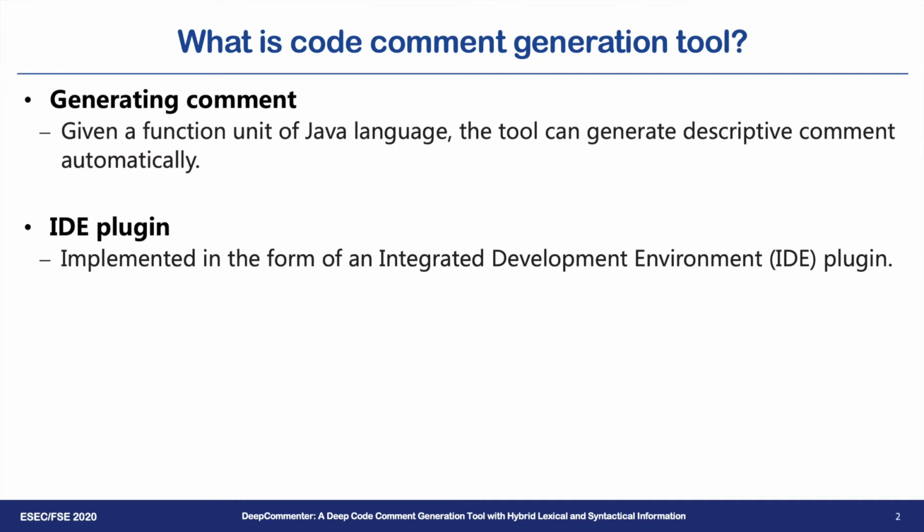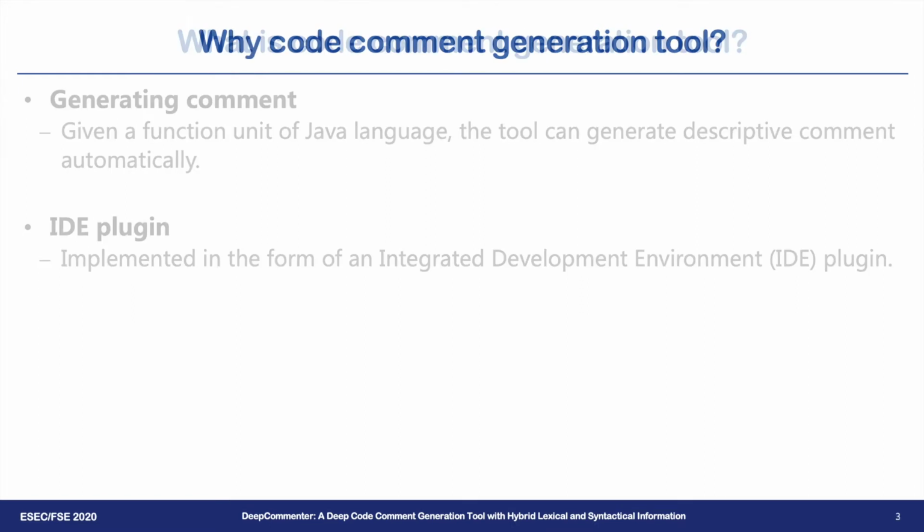So what is a code comment generation tool? First, it should implement its main function, which is to generate comments given a function unit of Java language, in other words, a Java method. The tool can generate descriptive comments automatically. It can be implemented in the form of an IDE plugin, or as software similar to a translation software, or a website similar to Google Translate.